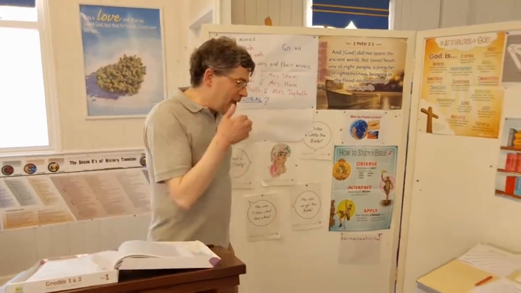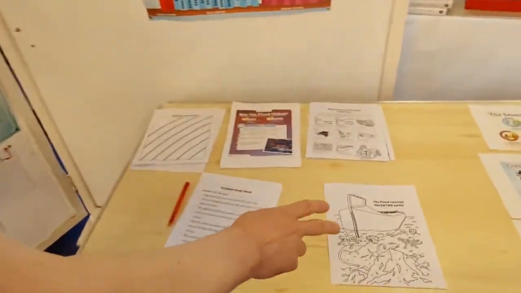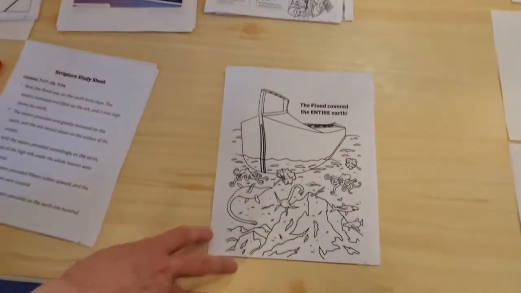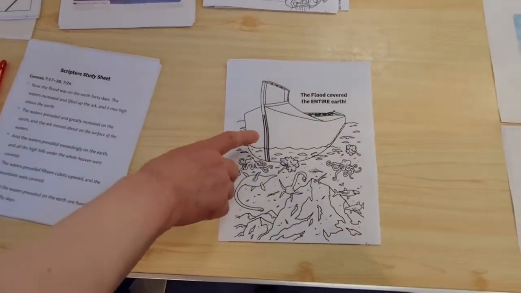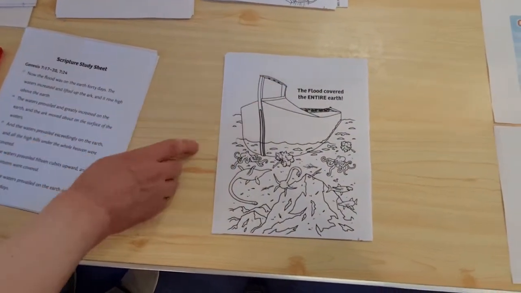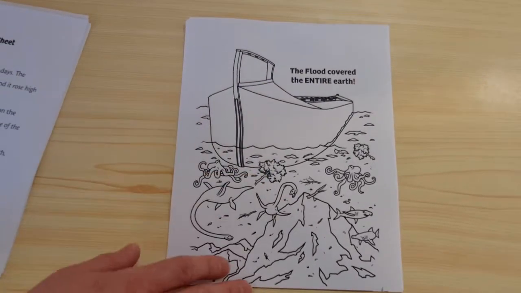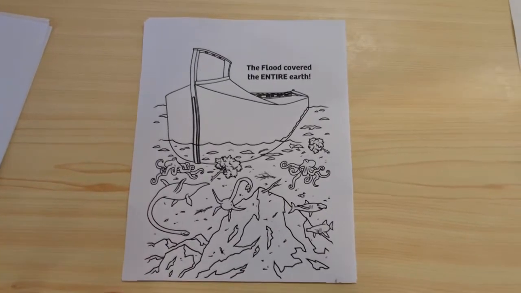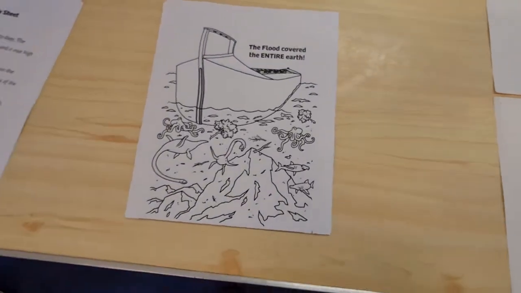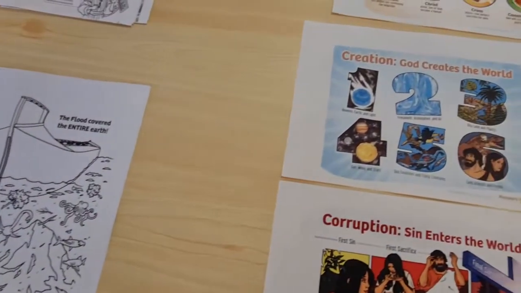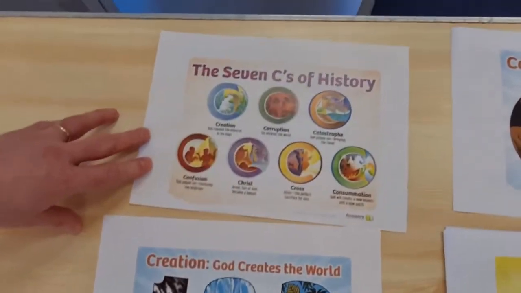Here's something to do straight away. It's about the flood. We're still on the flood and we're asking the question whether it covered the entire earth. So that's something for you to colour in while you're waiting or while you're doing other things. And we'll look at the lesson we've got today in the context of what we've had before.